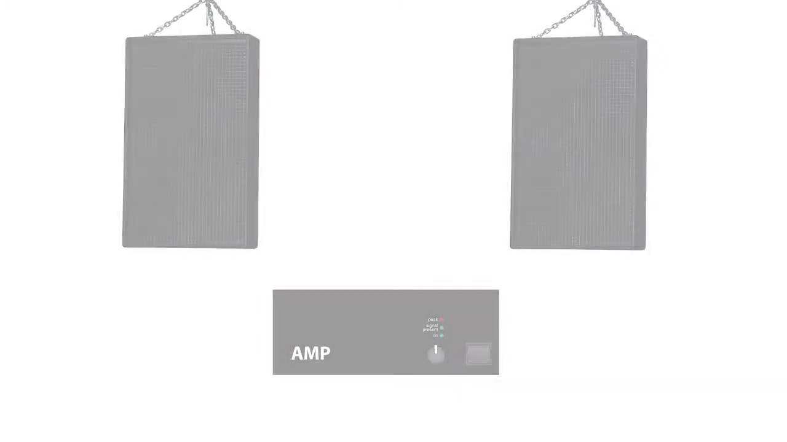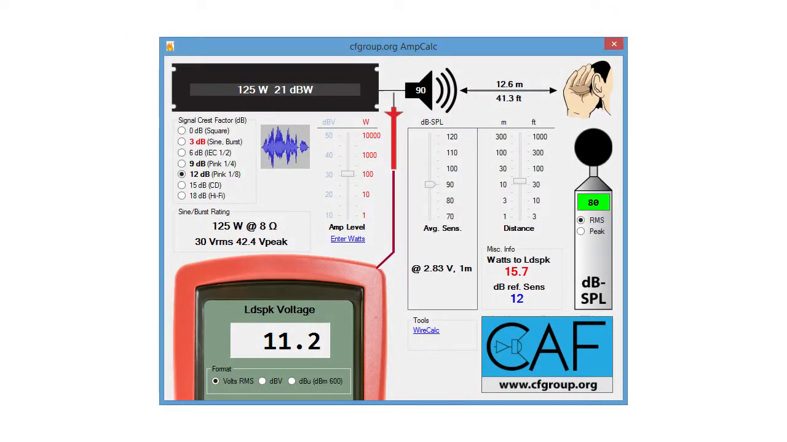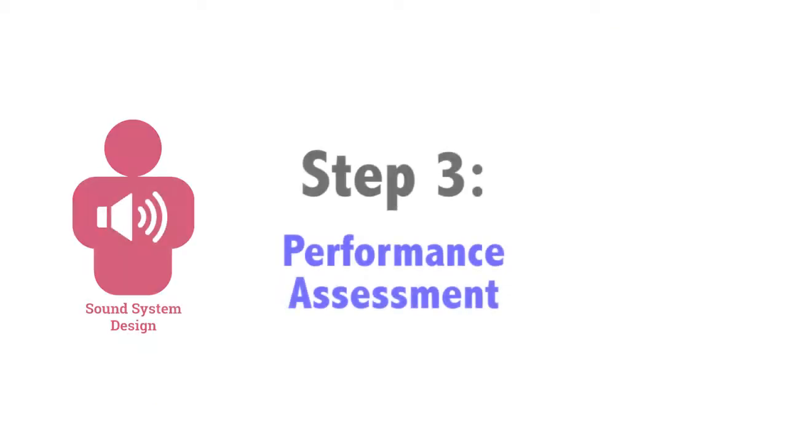Only after the loudspeakers are selected and placed can an appropriate power amplifier be selected. You will learn how to use amplifier specifications to ensure that the sound will be loud enough without damaging the loudspeaker. The final step of the sound system design process is to assess the performance of the system with regard to speech intelligibility and music clarity.